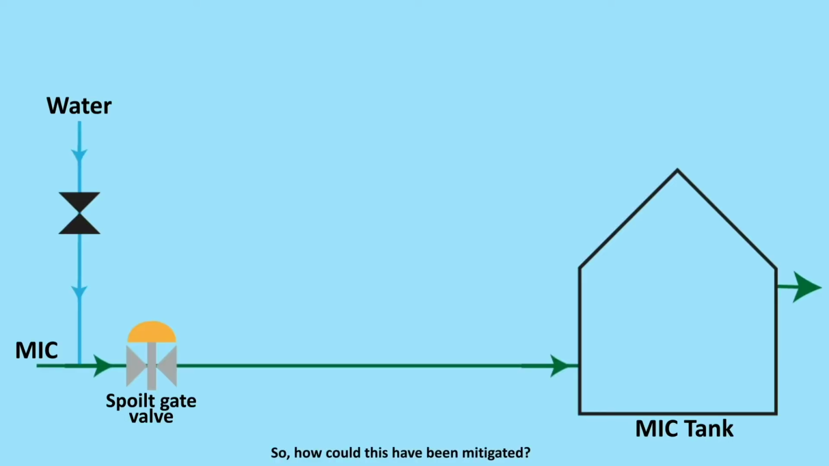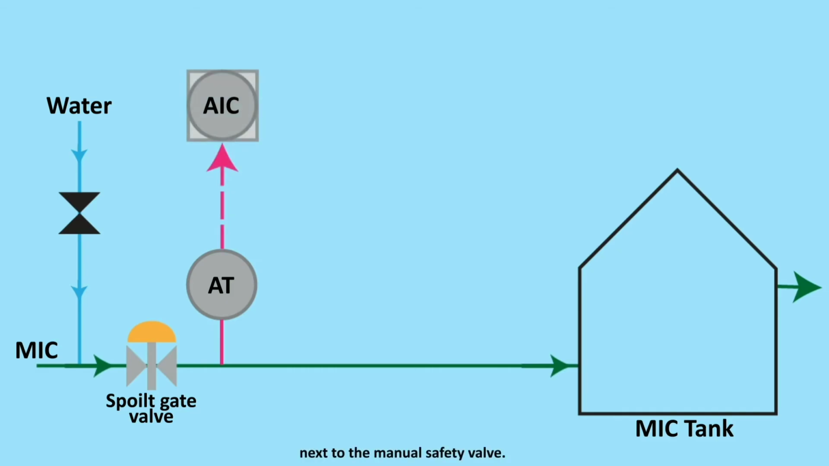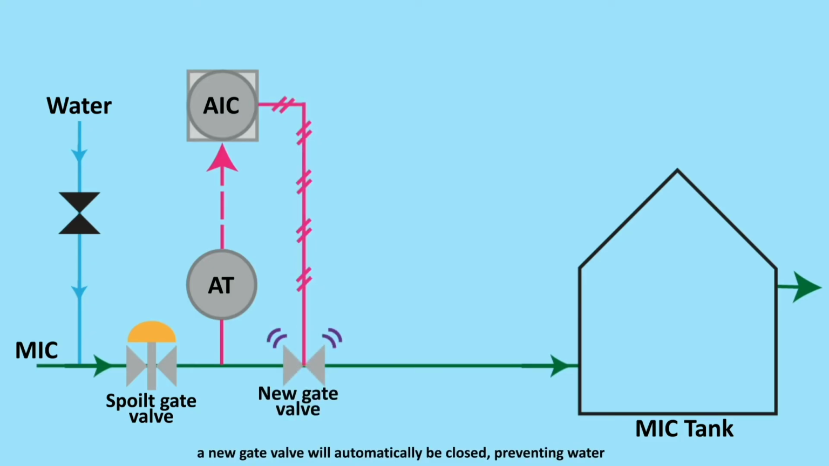So, how could this have been mitigated? First, a feedback control system could have been implemented by installing a water analyzer, transmitter, and controller next to the manual safety valve. If water is detected in the pipeline entering the storage tank, a new gate valve will automatically be closed, preventing water from entering the MIC-filled tank.